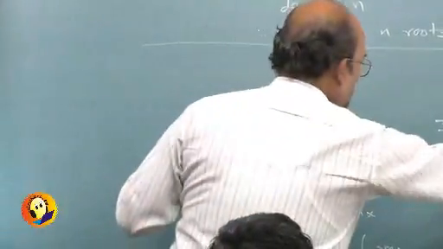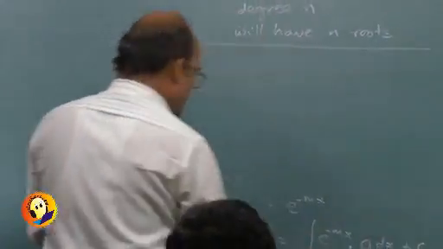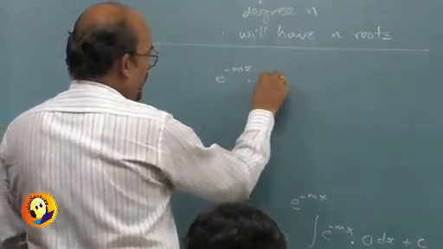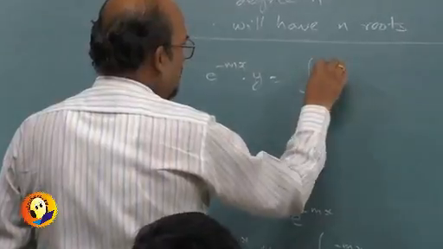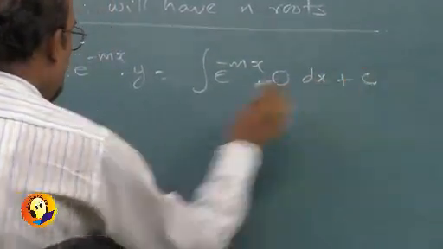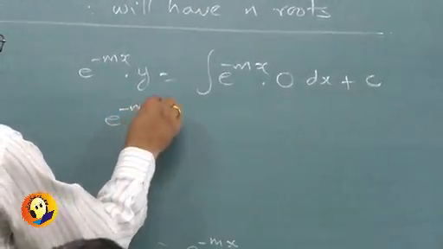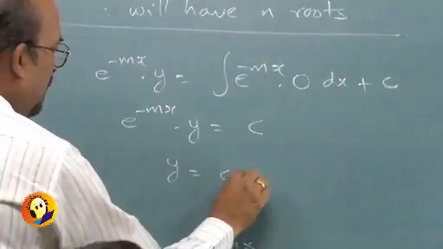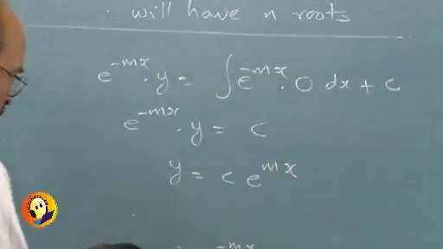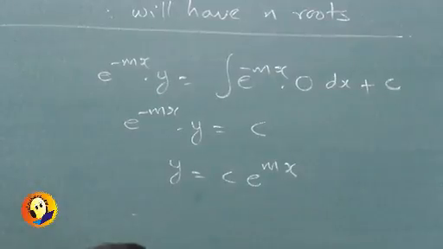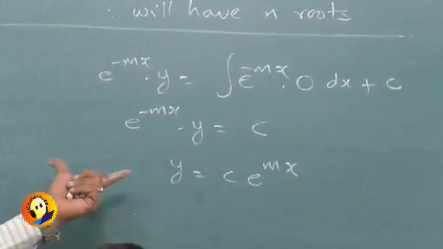So what we have got over here, as per our solution, is e raised to minus mx into y equal to integral e raised to minus mx into q, which is 0, dx plus constant. So e raised to minus mx into y equal to constant, y equal to c e raised to mx. So far so good. Any doubt?